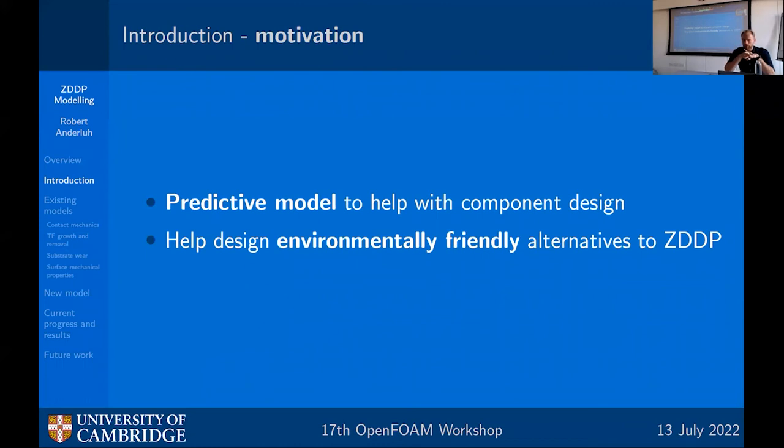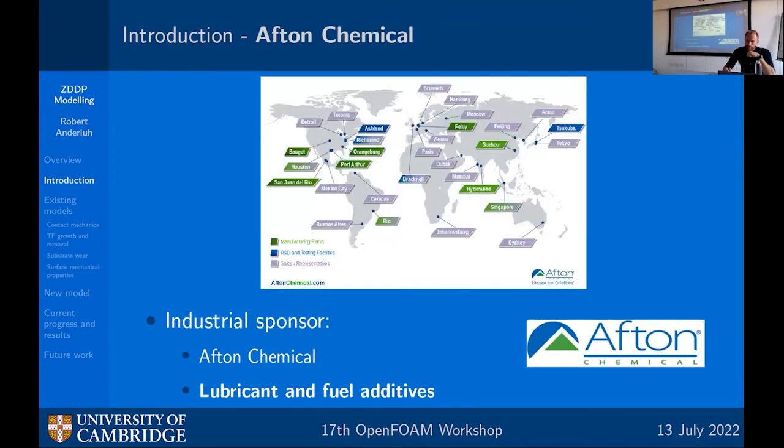And for motivation, this work: obviously, we are engineers. We like to predict stuff if we can. A predictive model of how this works would be nice to help with component design. Also, since ZDDP is considered quite environmentally unfriendly, we would like to figure out how ZDDP actually works as well as we can, so we can possibly hope to find something else with similar properties as a chemical, but maybe not as environmentally unfriendly. Again, same as Fran, I'm funded by Upton Chemical, and big thanks to them for funding our work.